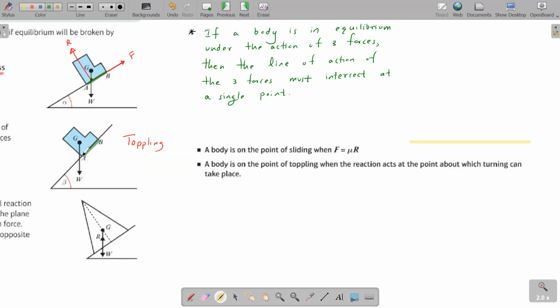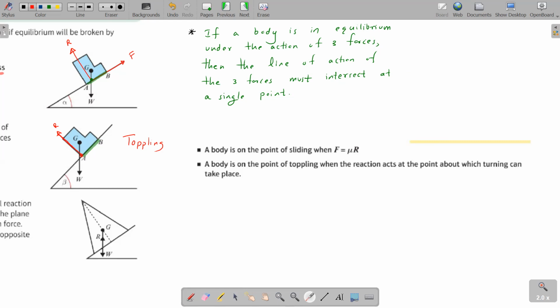If toppling is happening, can it happen around B? You know that there's no way that it can topple around B, right? It's going to topple around A. The whole body will topple around A. That's the toppling point. So what they're saying here is the body is on the point of toppling when the reaction acts at the point about which turning can take place. If your reaction acts at the very last point, like somewhere over here, then definitely that's happening because the weight has jumped outside the body. So when your reaction is acting at the point where the turning takes place, the object is on the point of toppling, right? That's what they're trying to say here.